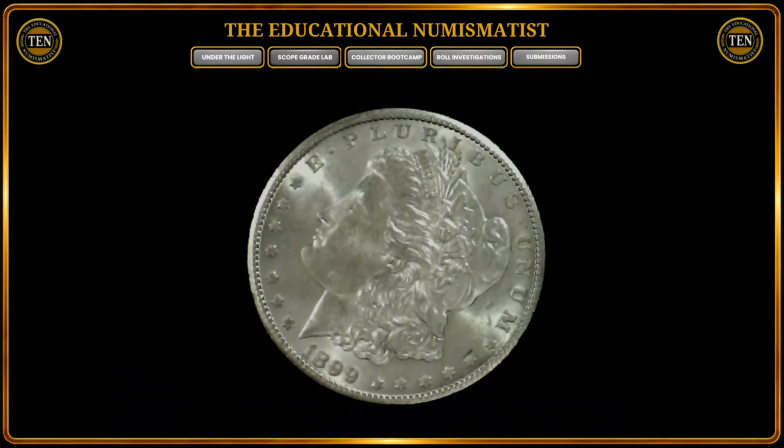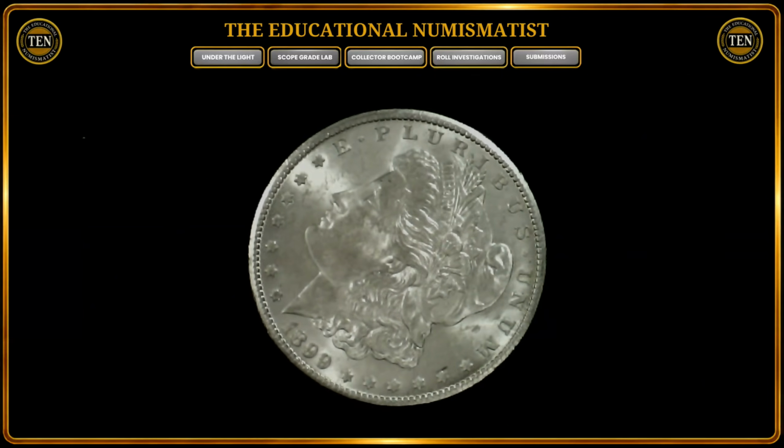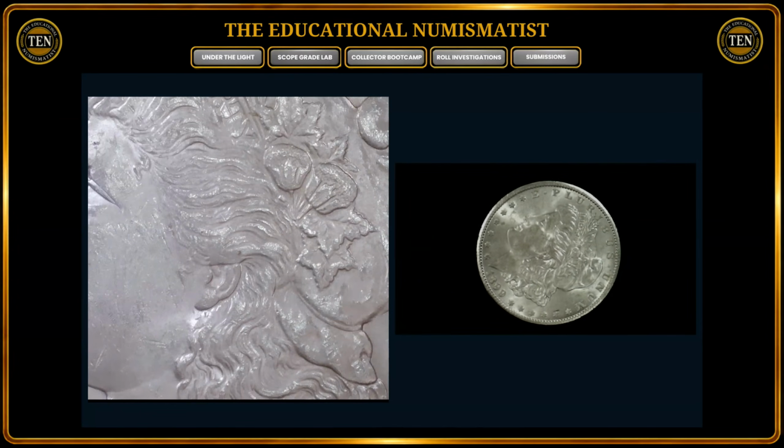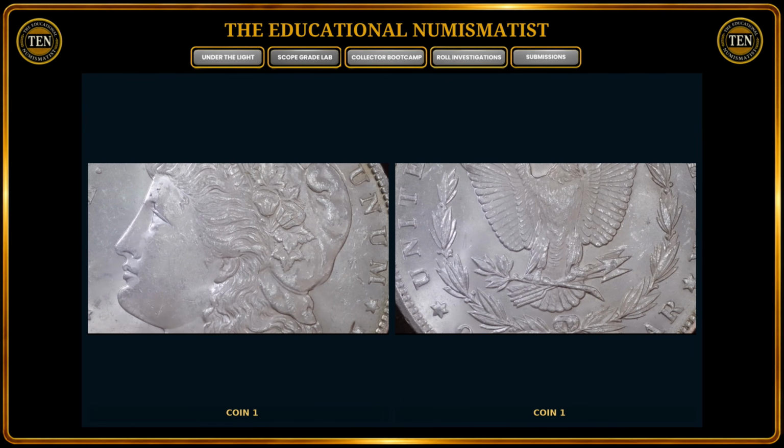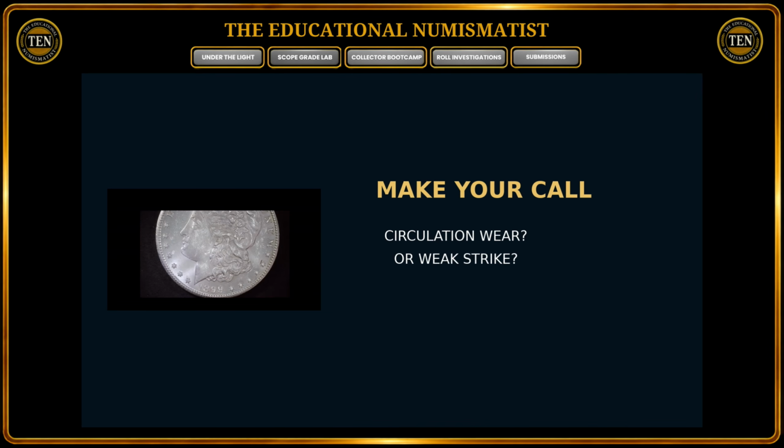But watch what happens when the light moves across it. The detail appears worn. The surface does not. Was this coin worn down in circulation? Or did some of that detail never fully form? Make your call now.